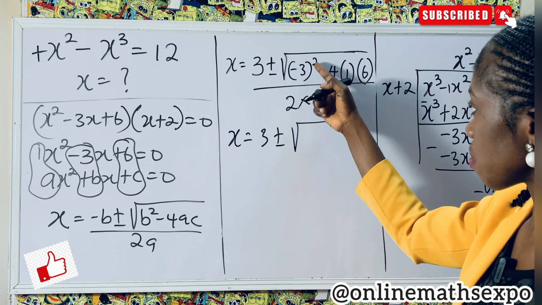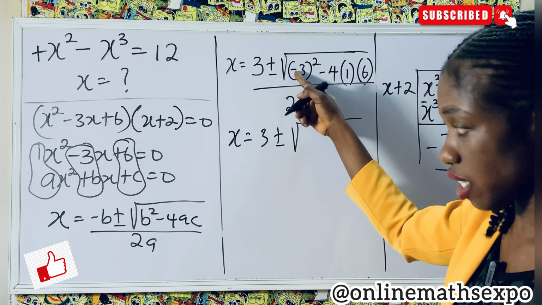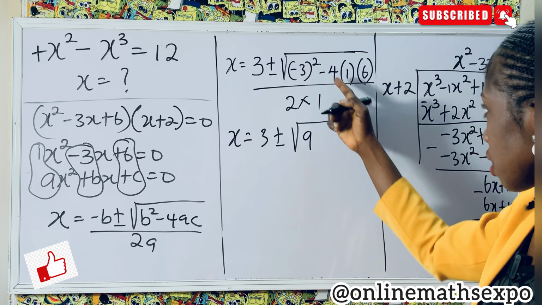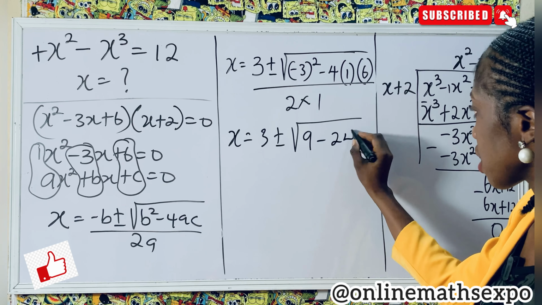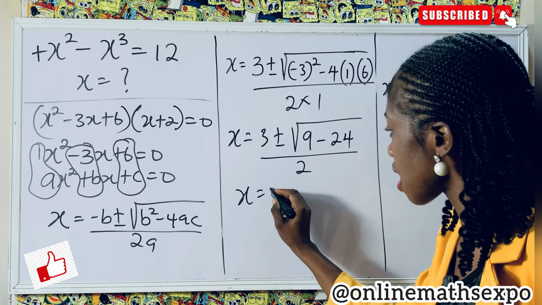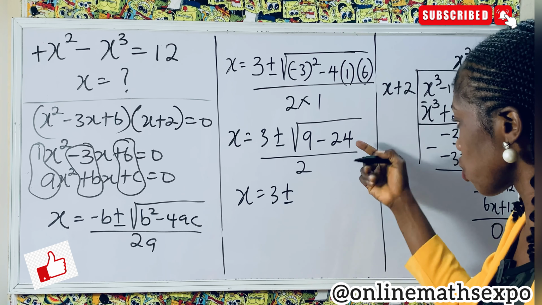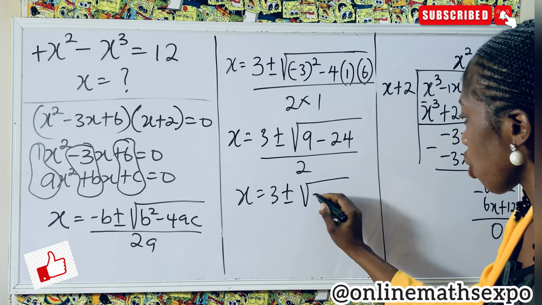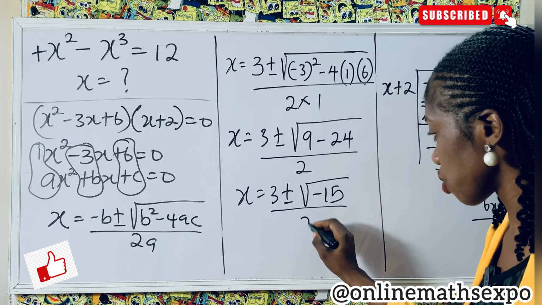When you square this, remember the square will make this positive. So we are going to have 9. If you multiply this, it gives you -24, all over 2. So this gives us x as 3 plus or minus. Subtract this, you have the square root of -15 over 2.